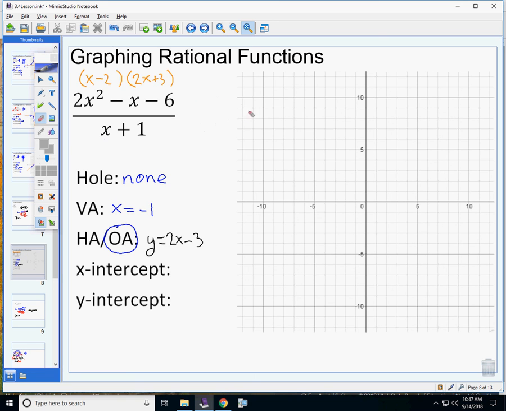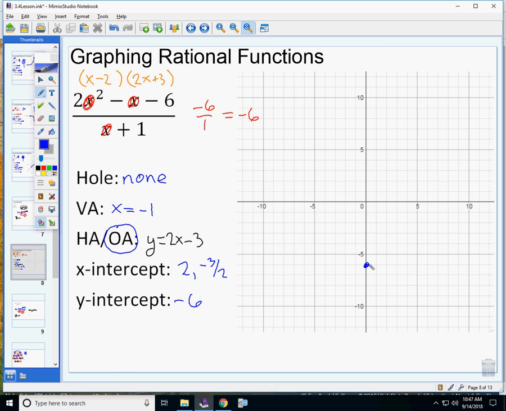Alright, now the x-intercept, that is where the top is equal to 0. So if we set each one of those factors equal to 0, the first factor equal to 0, x would have to be 2. The second factor equal to 0, we would subtract the 3 and divide by the 2. And then the y-intercept, that's where we plug in 0 for all of the x's. So if I plugged in a 0 for these x's on the top and the bottom, these terms would go away and I'm left with negative 6 over 1, which is negative 6.